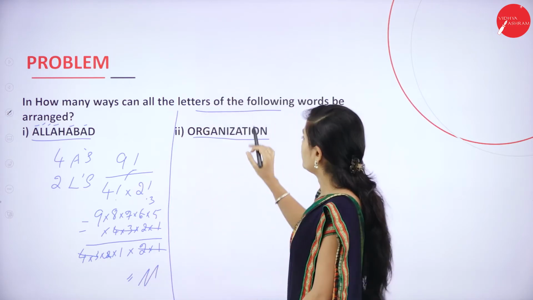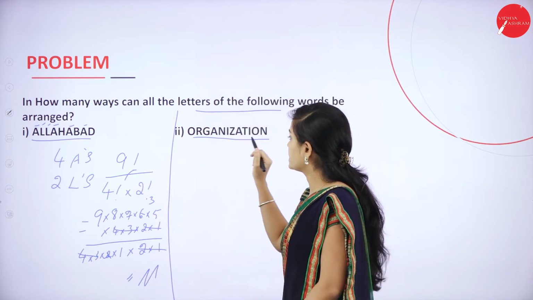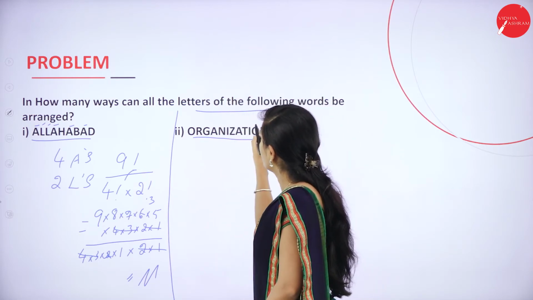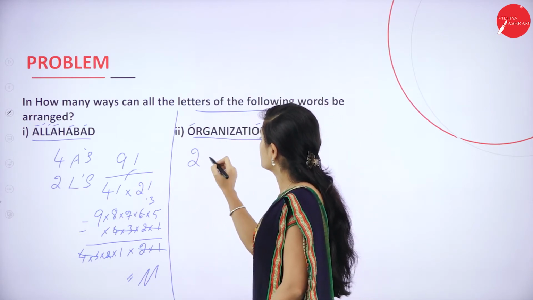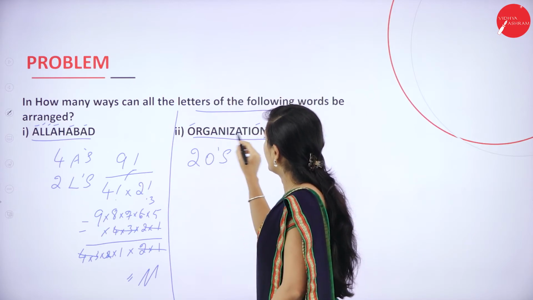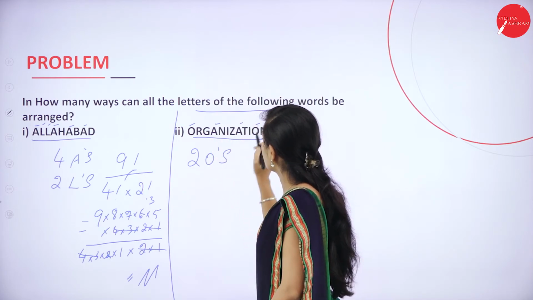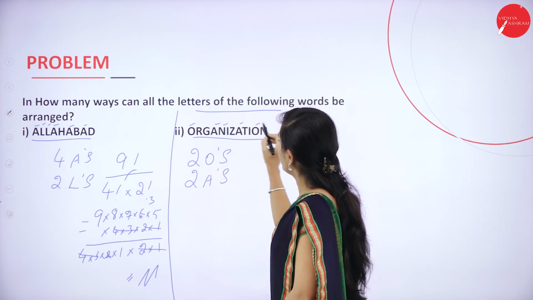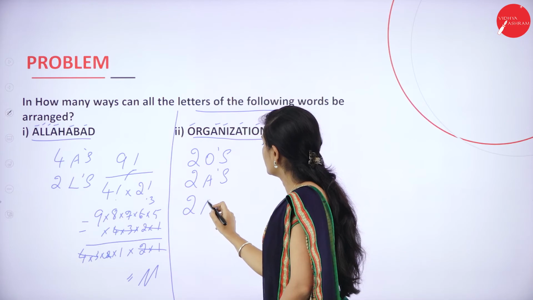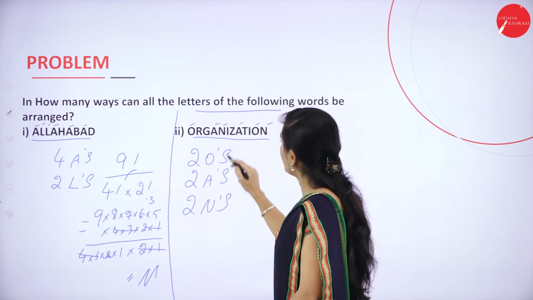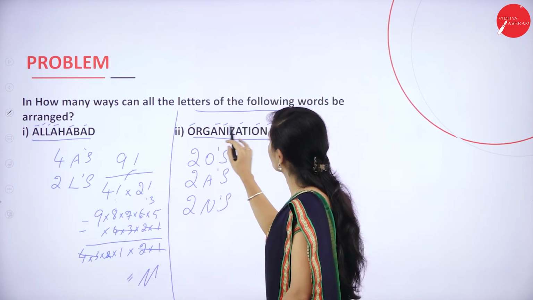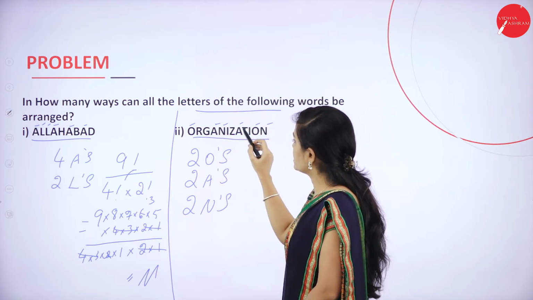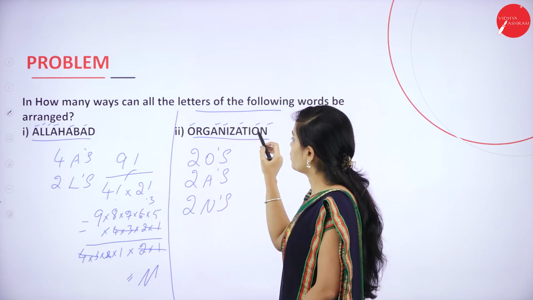Please find out this. We have one word called organization. So first you have to check the repetitions. So O is repeated twice, 2 O's, and A is repeated twice, 2 A's, and N is repeated twice, 2 N's, and again nothing. So O is repeated twice, A is repeated twice, N is repeated twice.